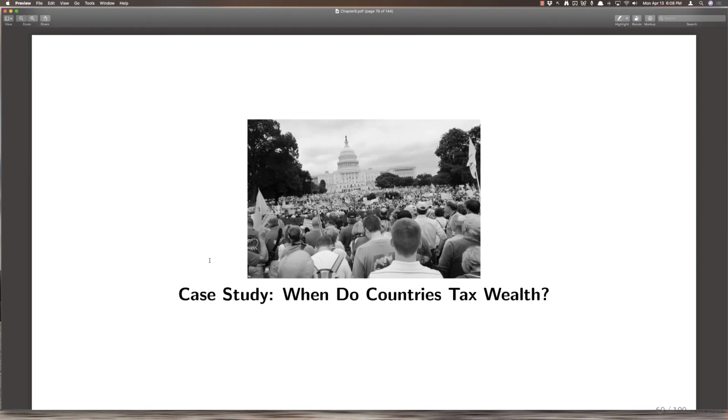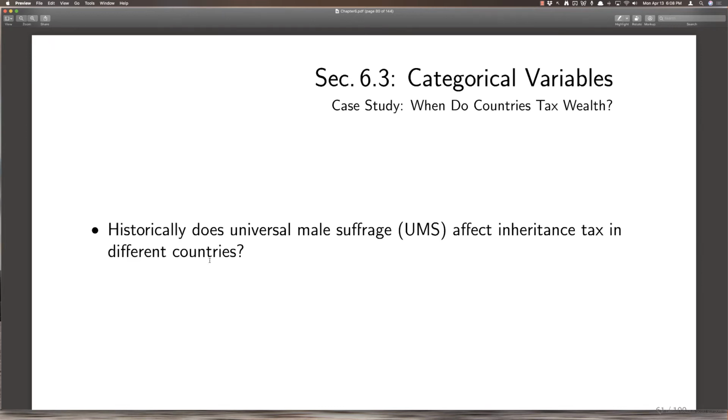So let's look at a case study here. Let's ask the question, when do countries tax wealth? More specifically, historically, and we're going way back here, does universal male suffrage affect inheritance taxes in different countries? Does increasing the franchise, or the right to vote, lead to more people voting for inheritance taxes, right? Because what's the story here?